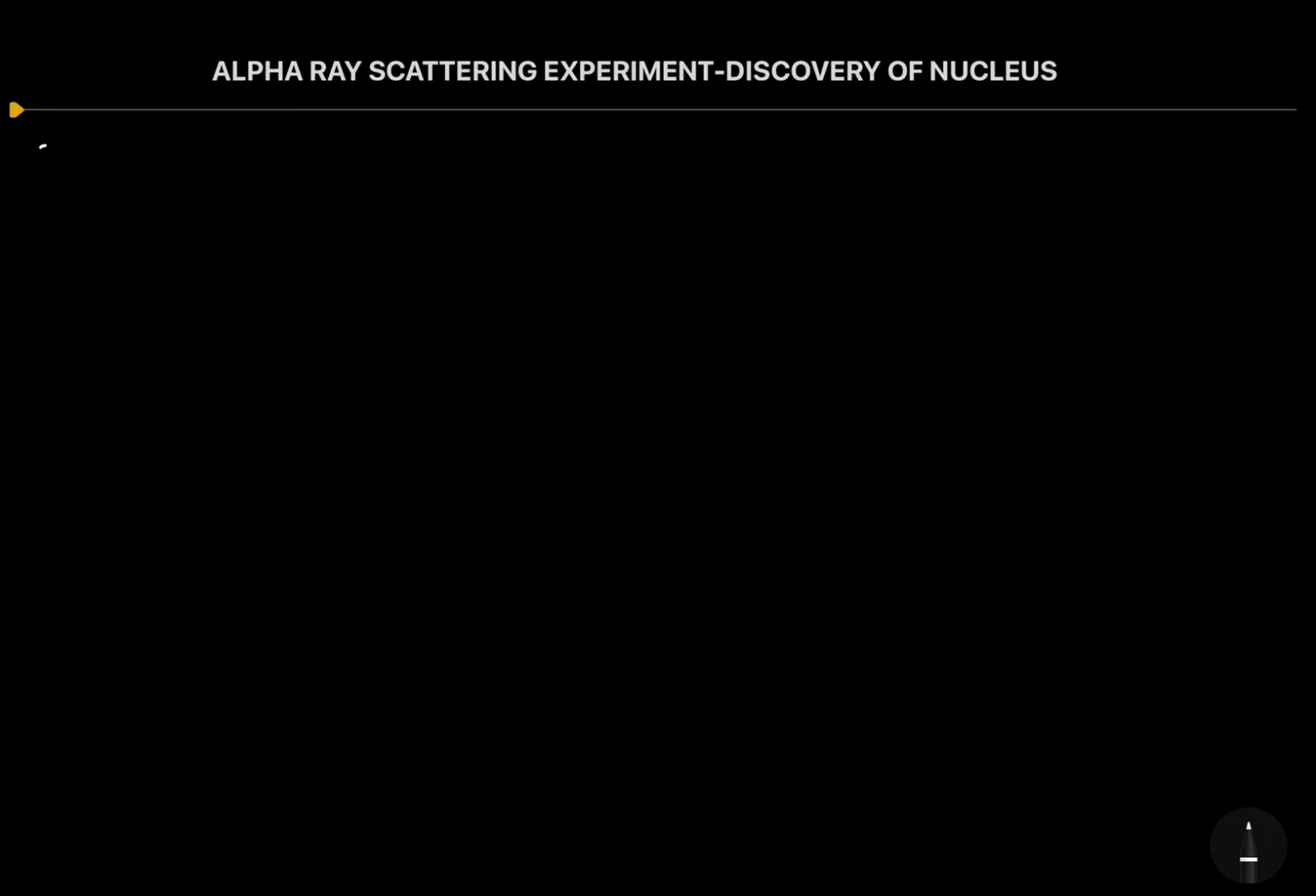My dear students, today's topic for the lecture is the alpha scattering experiment, that is the discovery of the nucleus. This experiment was performed by Rutherford and his co-workers Geiger and Marsden in 1911. So let me write some introduction.